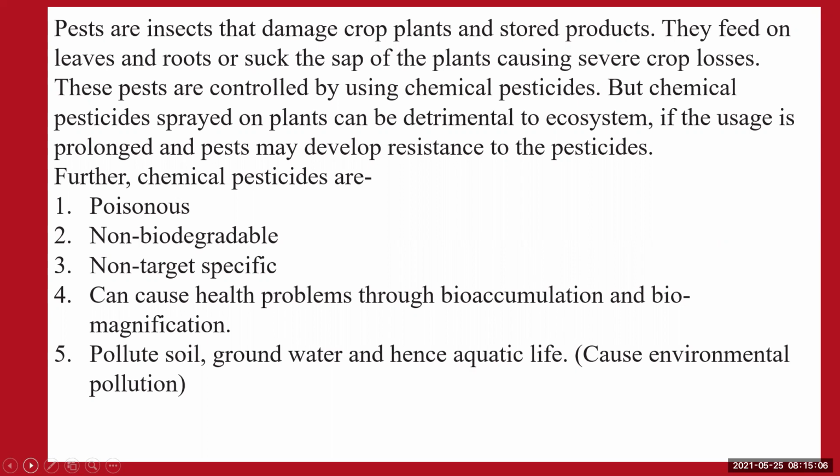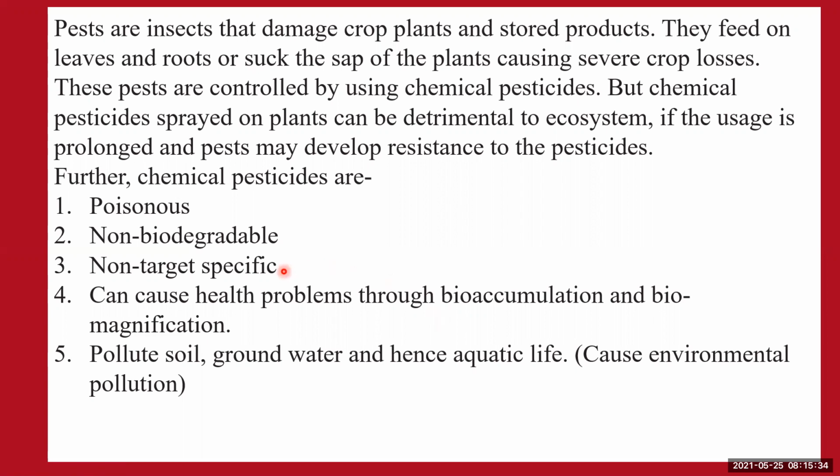Because they are not degraded, they cause health problems. How do they cause health problems? By bioaccumulation and biomagnification, meaning that because they are not degraded, they go on accumulating in soil and in other natural water bodies, and lead to biomagnification and cause a variety of diseases or health issues in human beings and animals.